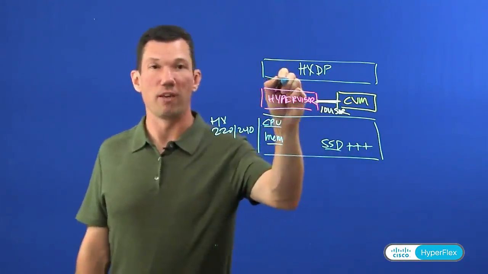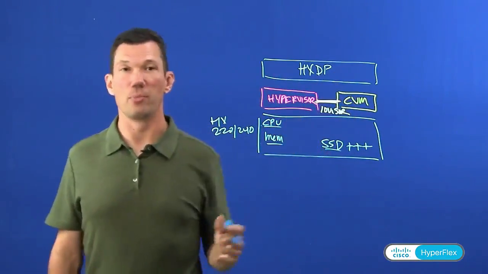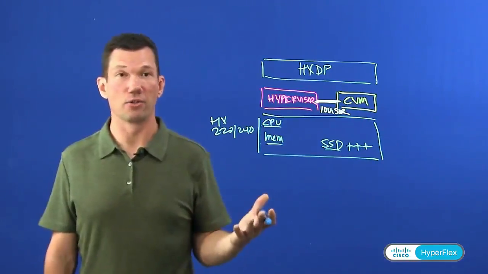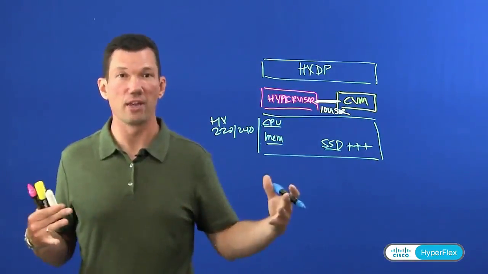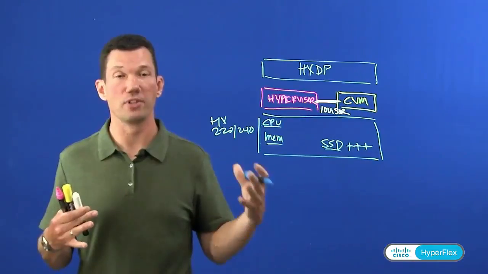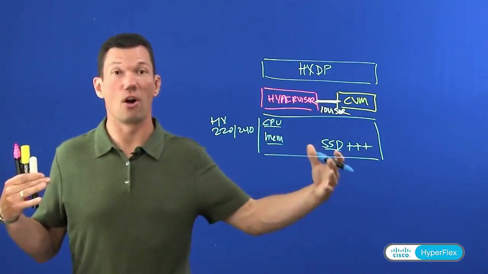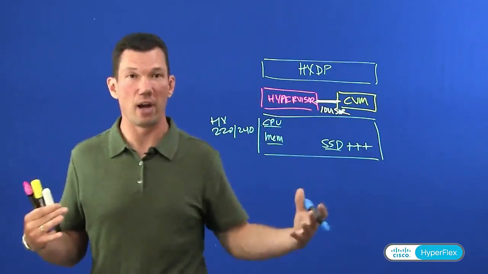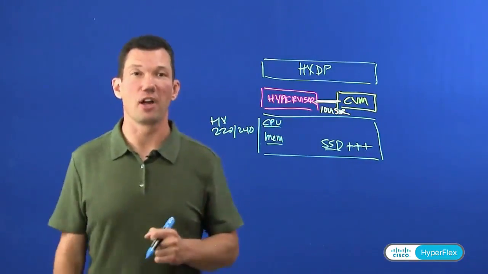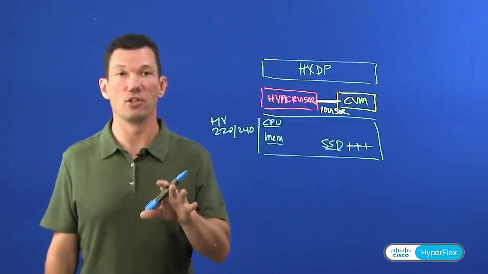The HX data platform via the controller VM is going to pick up the fact that I added additional storage, and it's just going to extend the file system across all of those drives in that specific node, which then extends my entire platform because all of these nodes are acting in parallel. So next, let's talk a little bit about some of the different things we can do with scaling.